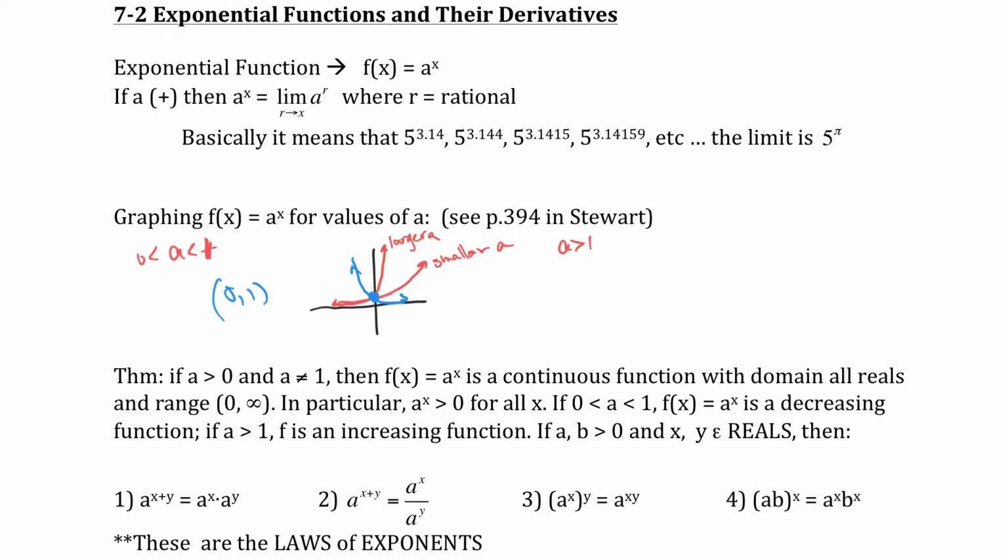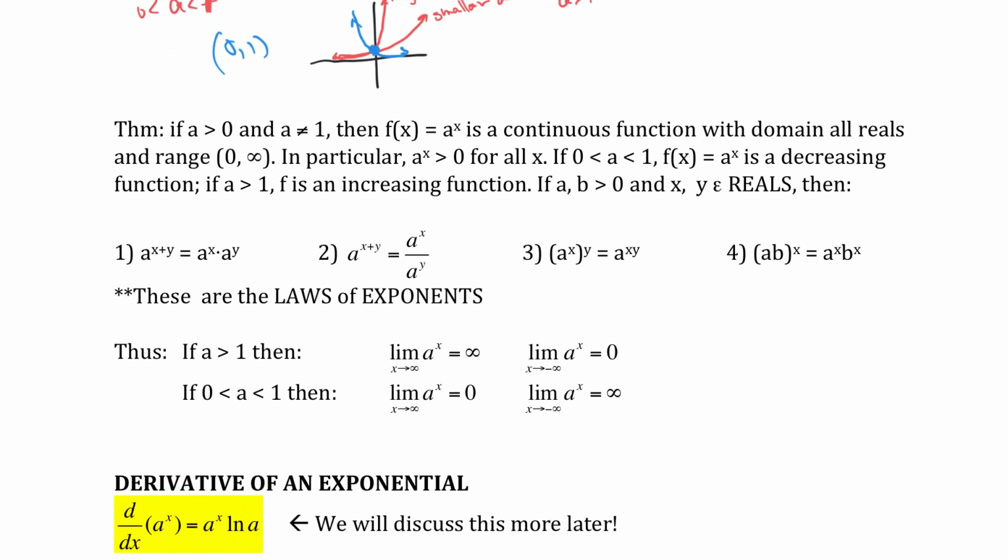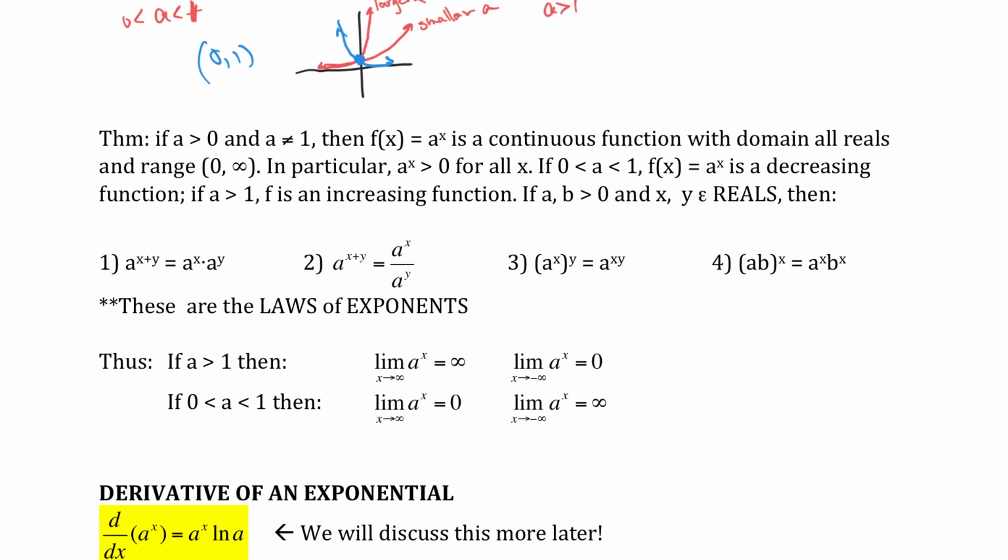So let's move on over here. So we have this theorem now. If a is greater than 0 and a doesn't equal 1, then f of x equals a to the x is a continuous function with domain all reals and range from 0 to infinity. In particular, a to the x is greater than 0 for all x. If a is between 0 and 1, then a to the x is decreasing. So those are the graphs that we're talking about. If a is greater than 1, f is an increasing function.